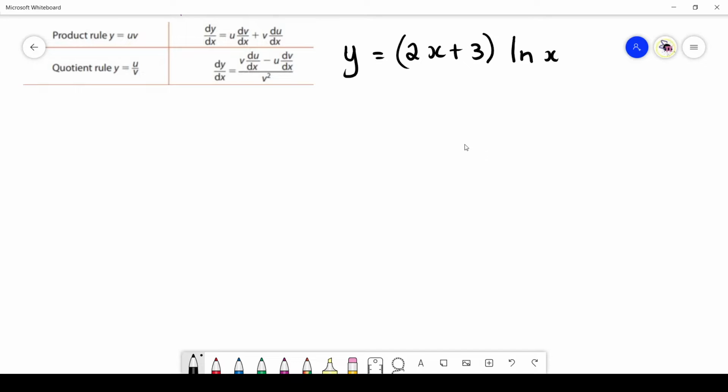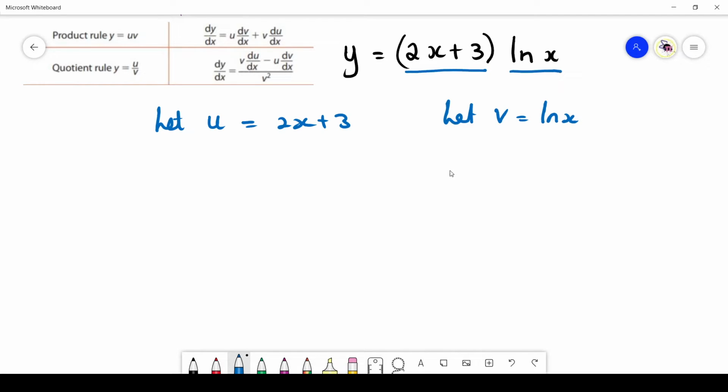Okay, so in this question, in order to apply the product rule, you must understand how to separate your functions. So in this question, 2x plus 3 is a function by itself. So we are going to let that first function u be equal to 2x plus 3. Secondly, we are going to let our second function v be equal to ln x. That way, this y is actually the product of two separate functions u and v.